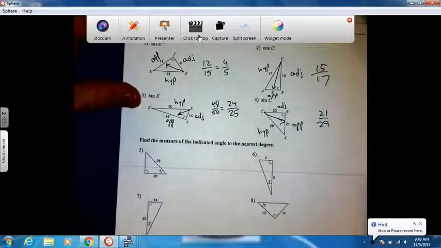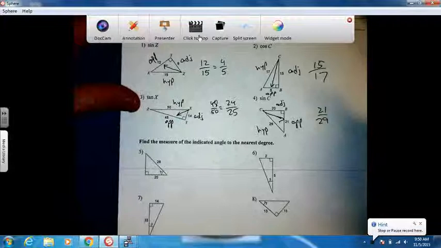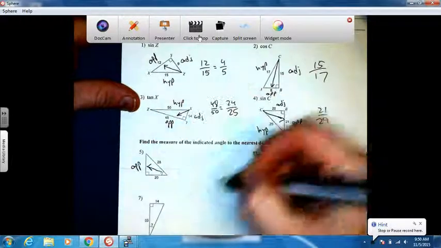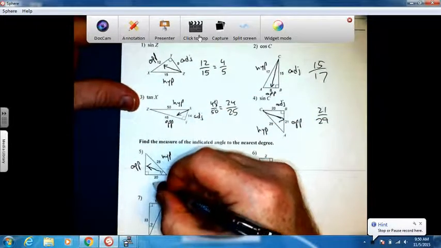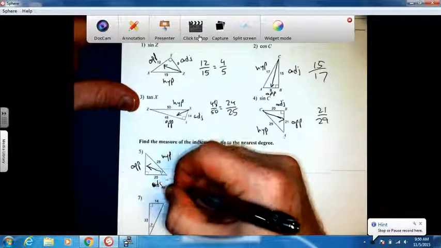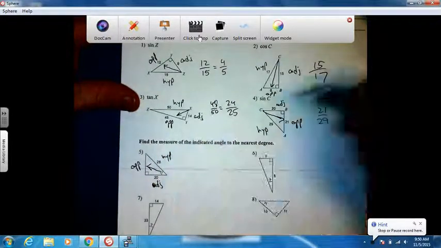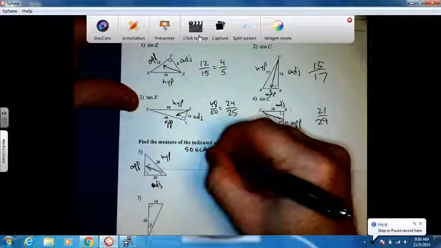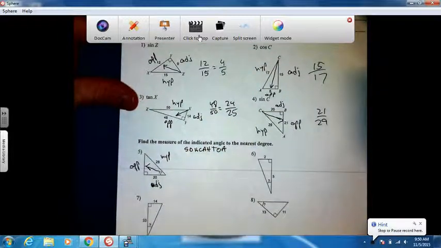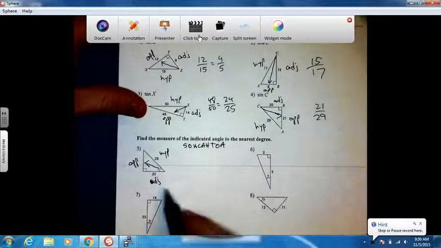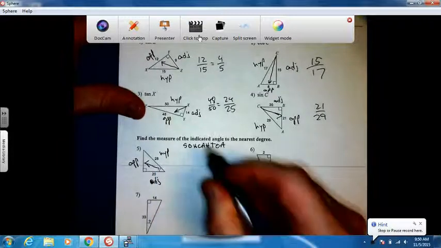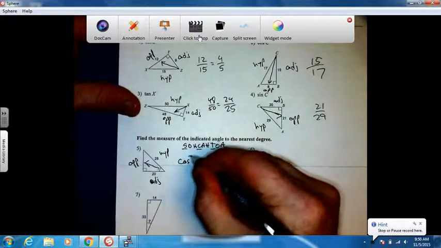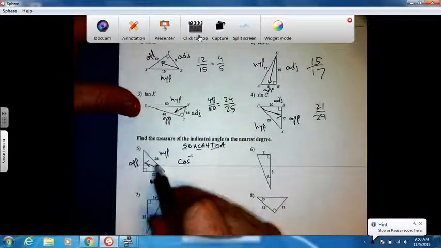So the very first thing I'm going to do is, since this is the angle that I'm using, draw in that arrow. This is the opposite. This is the hypotenuse. This is the adjacent side. So the sides I know are adjacent and hypotenuse. Well, there's my SOHCAHTOA, so I'm going to use that as reference. Adjacent and hypotenuse, that is cosine. So I'm going to use inverse cosine of 20 over 28.